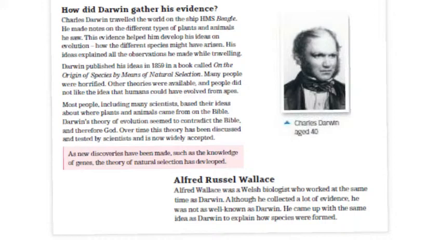Over time, this theory has been discussed and tested by scientists and is now widely accepted. As new discoveries have been made, such as the knowledge of genes, the theory of natural selection has developed. Alfred Wallace was another biologist who worked around the same time as Darwin. Although he collected lots of evidence, he was not as well known as Darwin, but he did come up with the same idea to explain how species were formed.